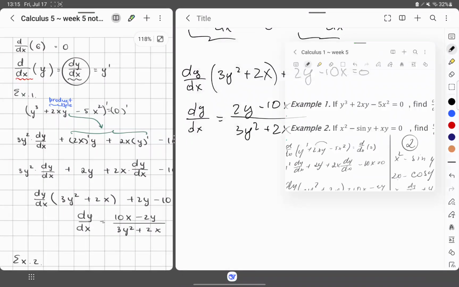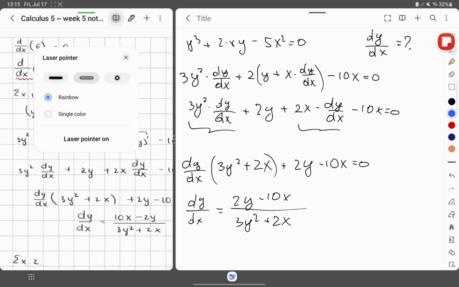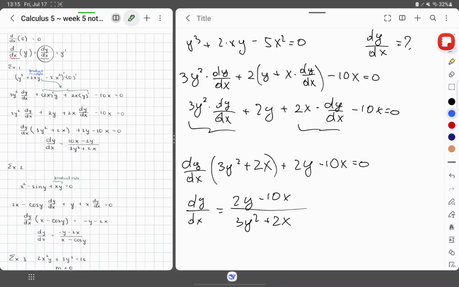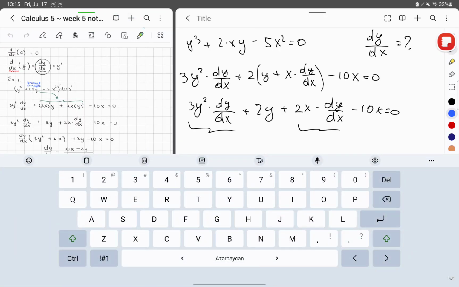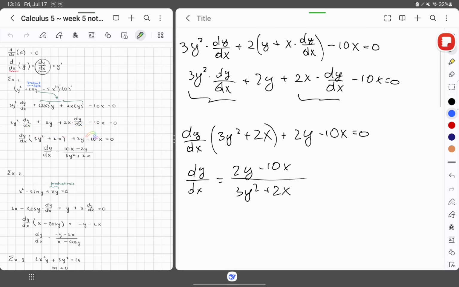So let's check it. Okay, not like this, but like what? Like this. So 3y squared dy over dx plus 2x. What is the derivative? 2y plus 2x dy over dx minus 10x. That's true. And dy over dx times 3y squared plus 2x plus 2y minus 10x.